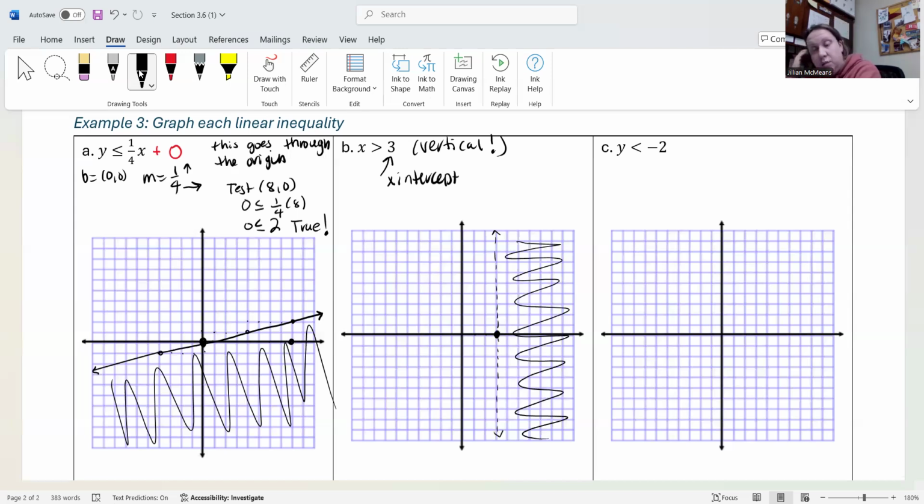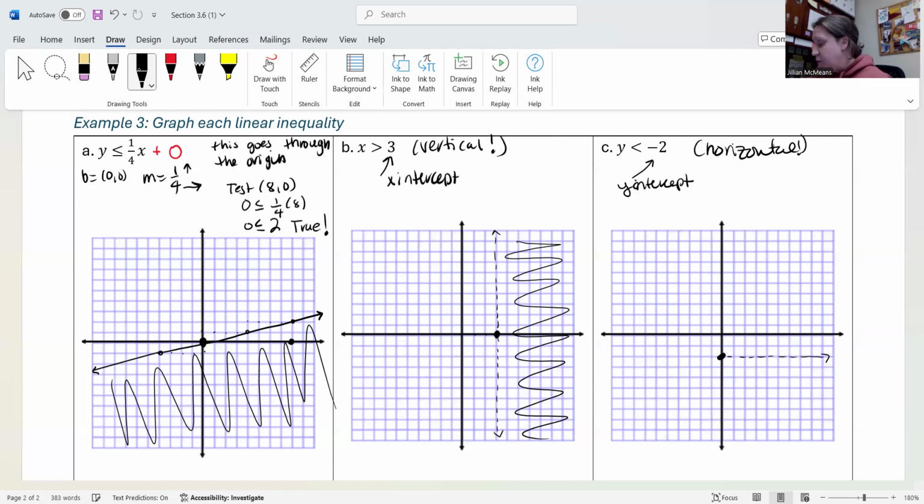Now for part C, we're missing the x. So that means we can't touch the x-axis, but we have to go through the y-axis. That makes us horizontal. Okay, so since this has already been solved for y, we know this is the y-intercept. So I want to find -2 on the y-axis, and then we ask ourselves, is this going to be a solid line or a dotted line? Well, we do not have the or equals to component, so this is definitely going to be a dotted line.